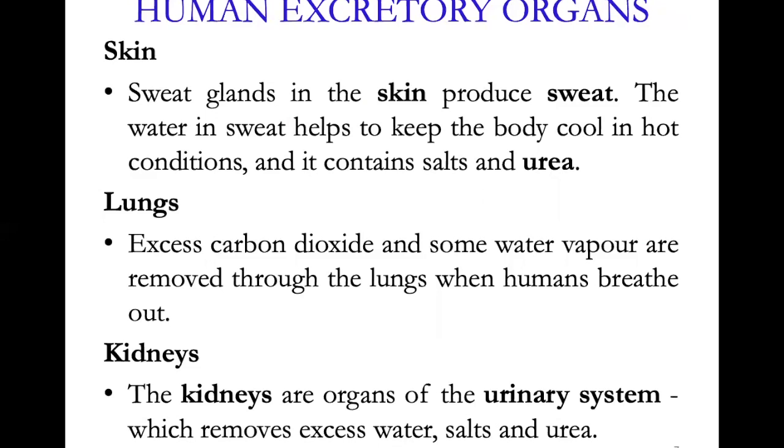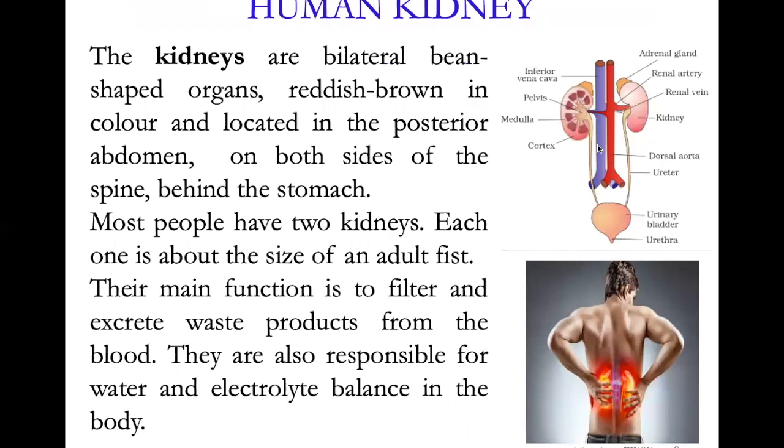In the lungs, the excess carbon dioxide and water vapor are removed when humans breathe out. The kidneys are the organs of the urinary system. They remove excess water, salts, and urea. The kidneys are bilateral bean-shaped organs. Bilateral means they are seen on both halves of our body.